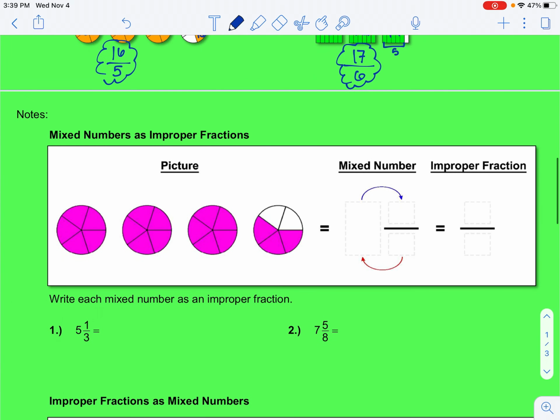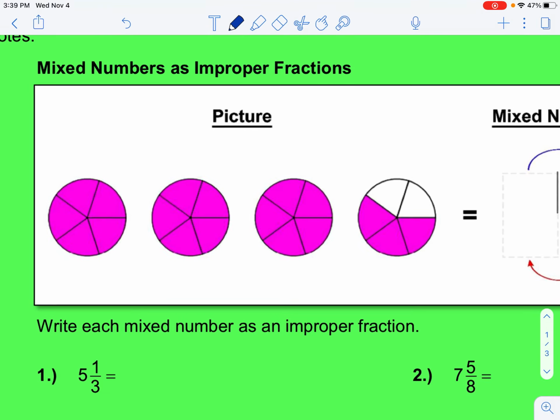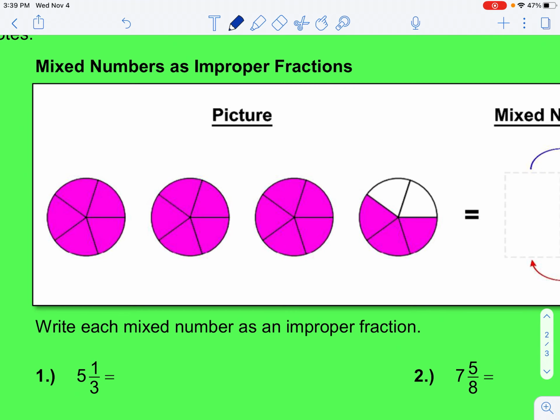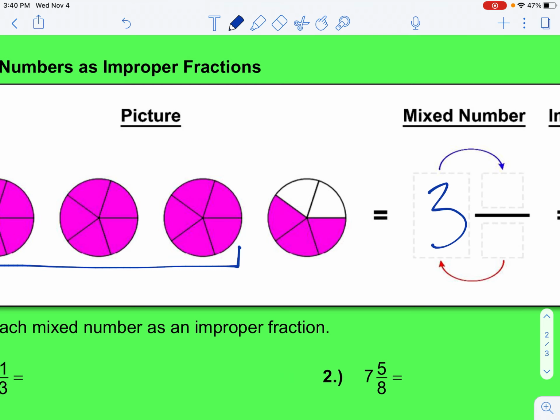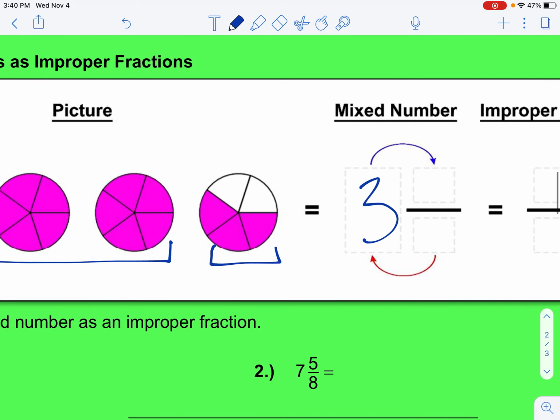Now, one important thing that we need to know how to do when I have mixed numbers, I need to be able to change them into improper fractions. And we have a strategy here that will help us out. So the first thing I want to do is look at my picture and figure out what mixed number is being represented. Well, right here I have 3 wholes, and then in this part right here, I've got 3 fifths.